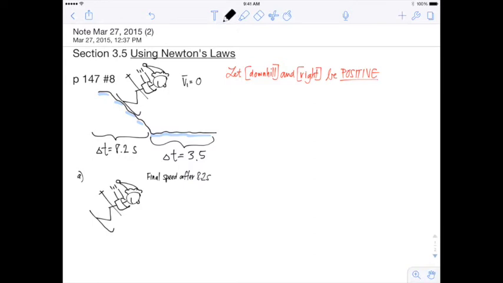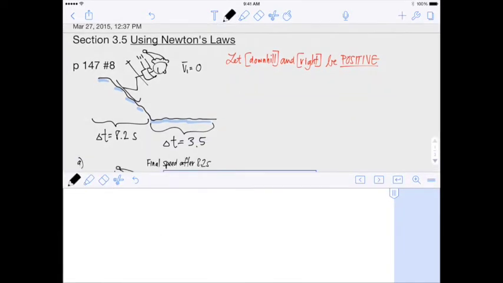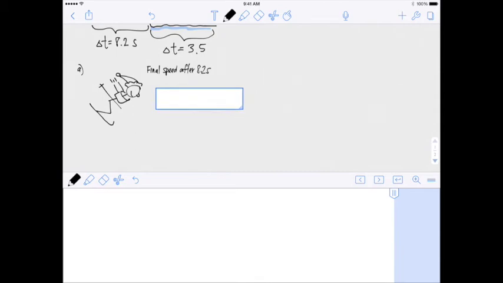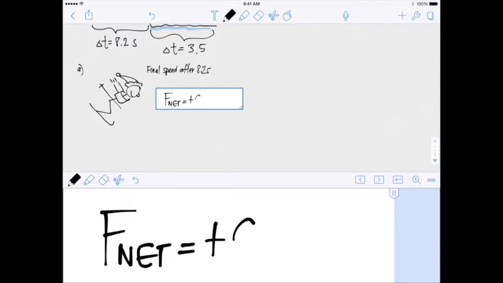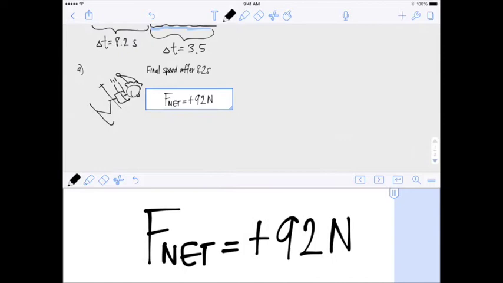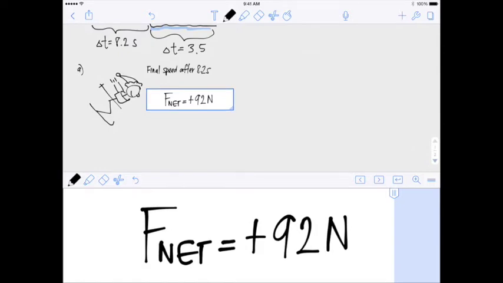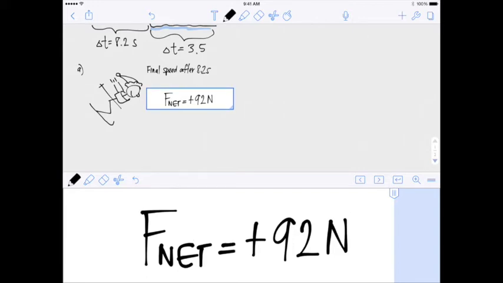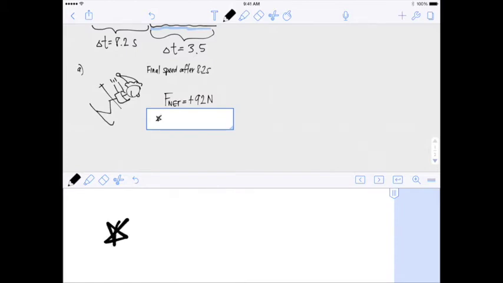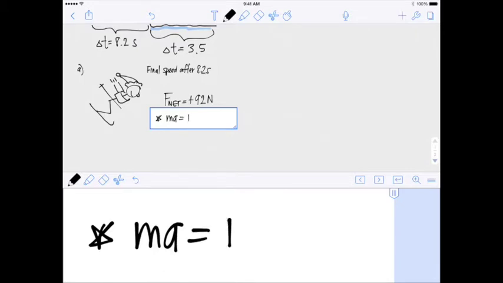In part A, we're going to determine the final speed of the skier after the 8.2 seconds that he travels downhill. From the question, we know that the net force acting on the skier is positive 92 newtons. That is 92 newtons downhill. In this question, we didn't have to list all of the forces acting on the object because the question already gave us the net force, or the sum of all of those forces. So we can go to the next step, which is to replace F net with the expression MA. So MA is equal to plus 92 newtons.